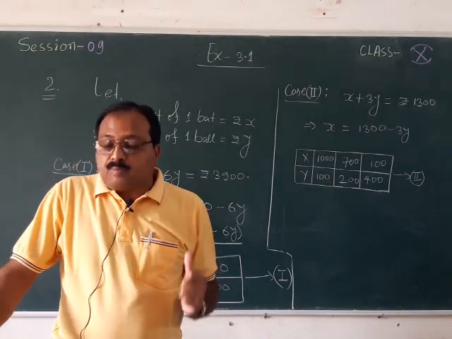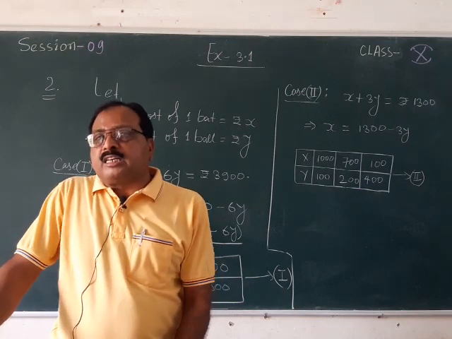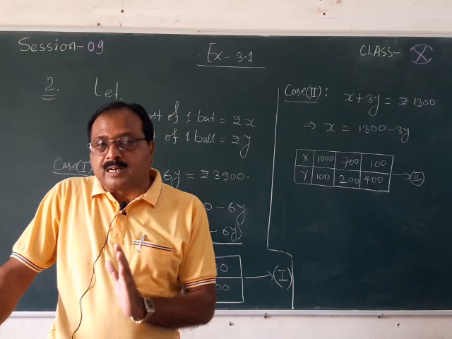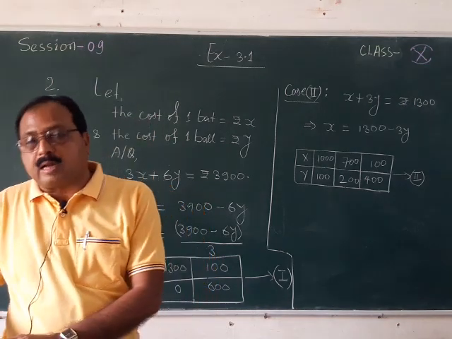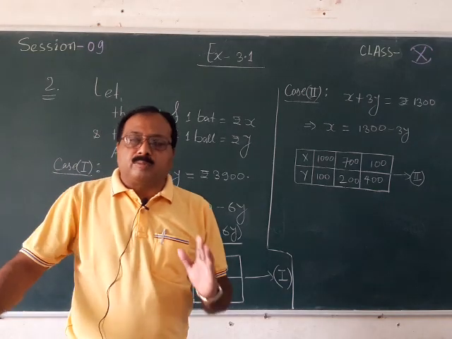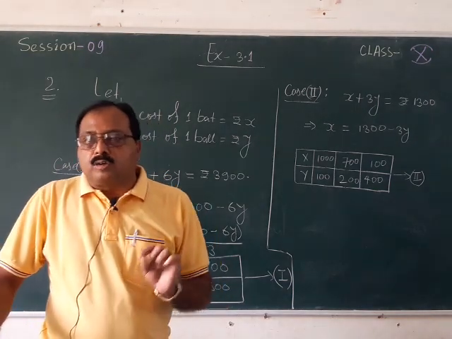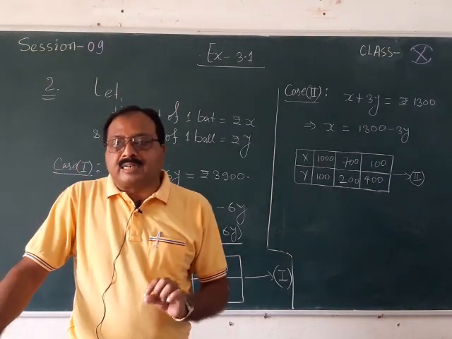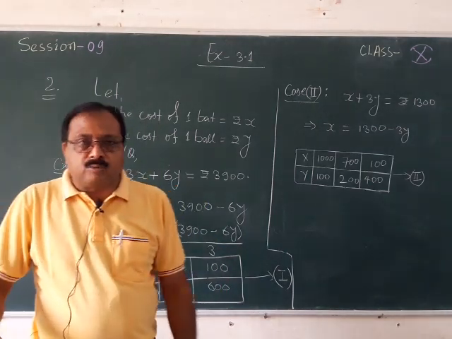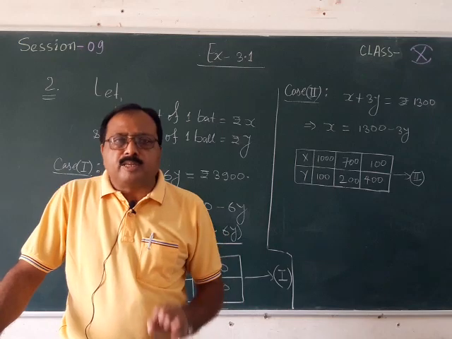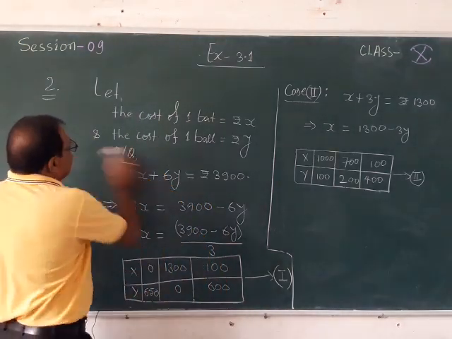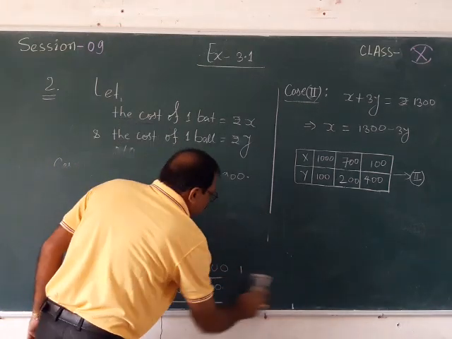Here in 3.1 it was not written to find the solution graphically, but in 3.2 it is clearly written to find the solution graphically. That means when you draw the graph, you have to check at which point both the lines are intersecting each other. That point will be the solution of the given equations. So let us see exercise 3.2 now.